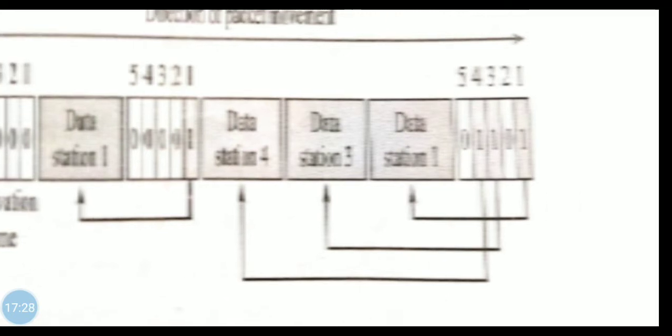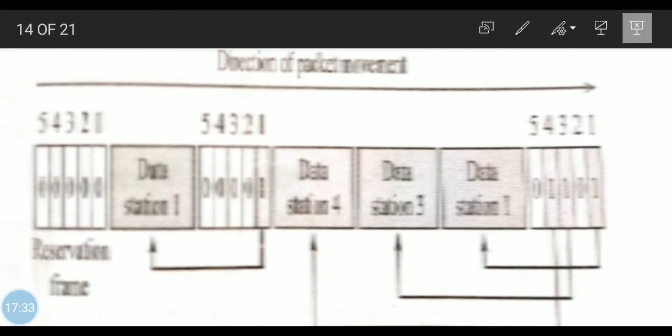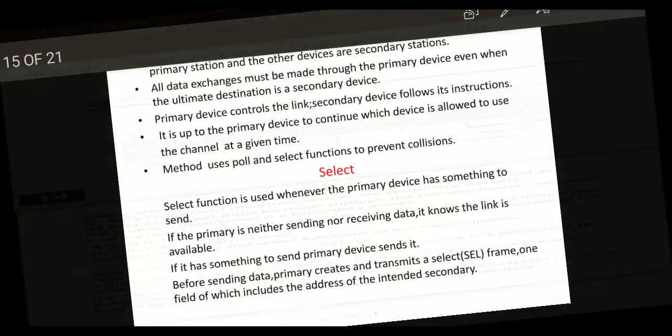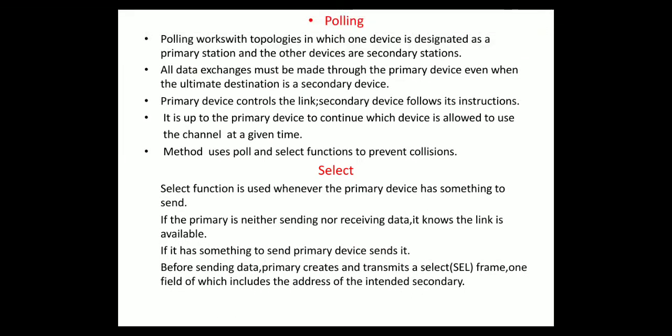Next we'll discuss polling. Polling works with topologies in which one device is designated as a primary station and other devices are secondary stations. All data exchanges must be made through the primary device even when the ultimate destination is a secondary device. The primary device controls the link. The secondary device follows its instruction.